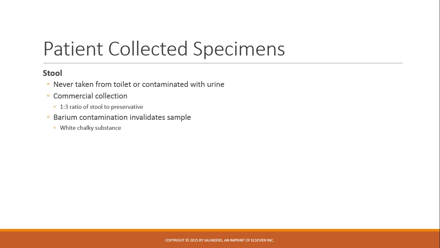To remember with stools, you don't want to contaminate the stool with urine. The patient might dip it out of the toilet. You want to refuse those samples. They're contaminated. Also, watch for barium contamination, which is something that they drink if they had to take a CAT scan. Their stool has this chalky white stuff in it. So you want to wait until that barium goes through their system after a few days and then collect the stool sample.